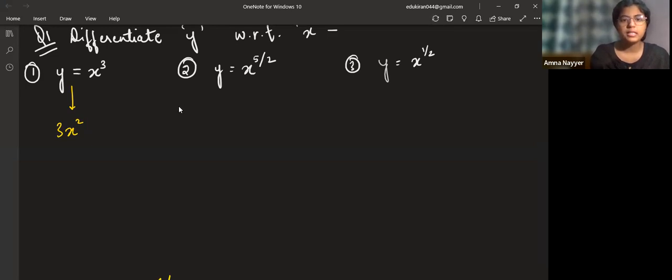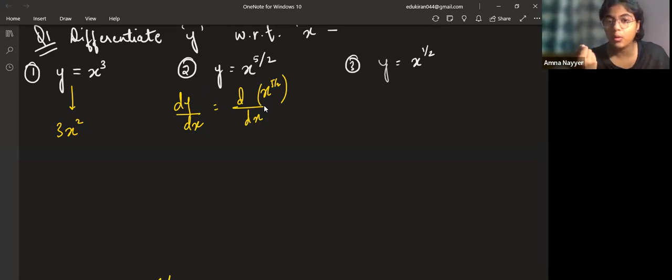Let's try this part. We are differentiating dy over dx, that is, we are differentiating mainly this x to the power 5 by 2. So what is your n now? 5 by 2. See, the standard form is x to the power n. What is n right now? This entire power is n.